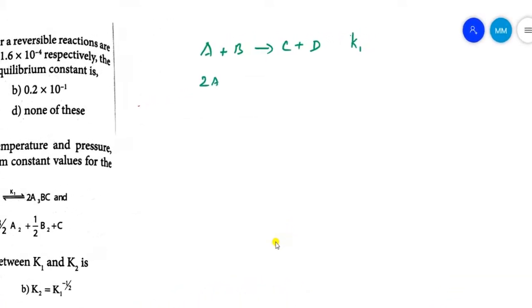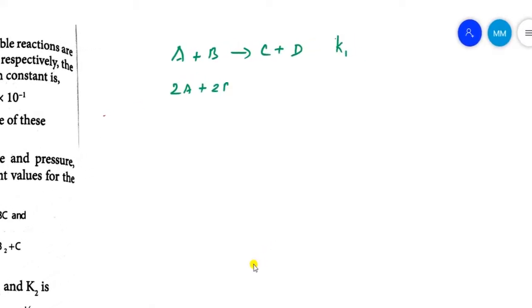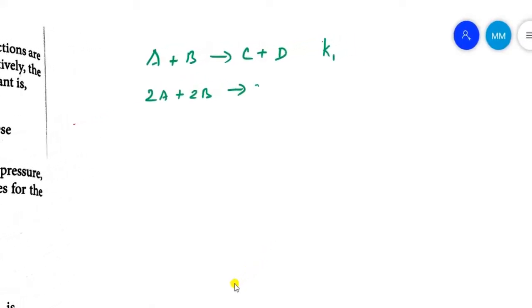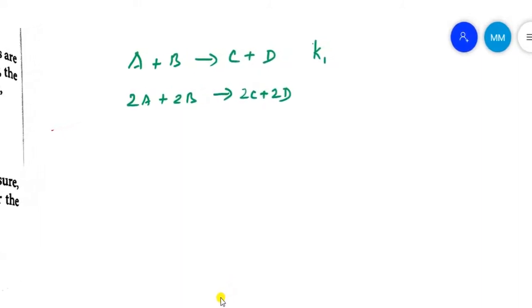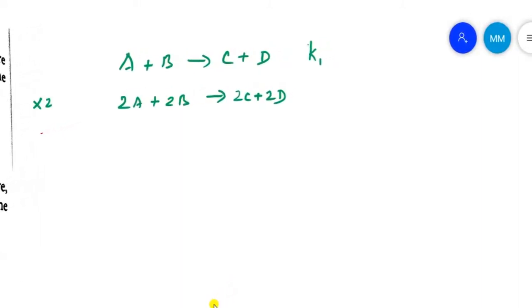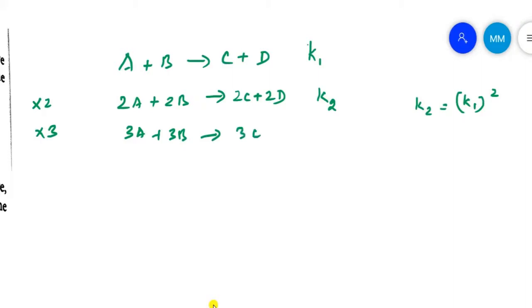Suppose this equation is multiplied throughout by 2, it will be 2A plus 2B gives 2C plus 2D. Here it is multiplied by 2. The equilibrium constant is K2. Then what is the relation between K1 and K2? K2 is equal to the square of K1. Suppose it is multiplied by 3, that is 3A plus 3B gives 3C plus 3D. The equilibrium constant K3 is equal to K1 power 3.